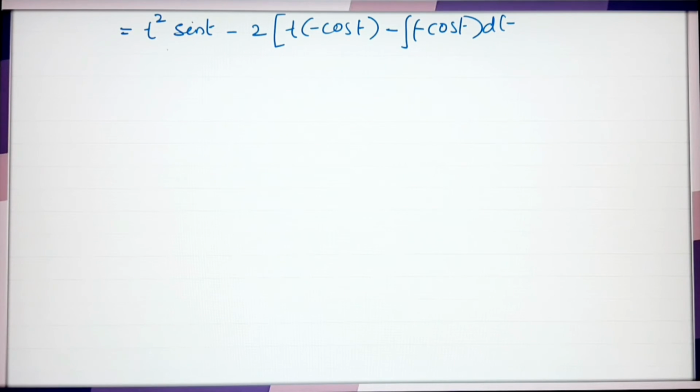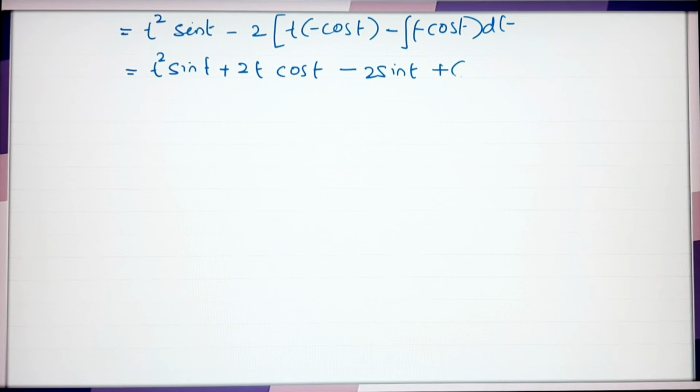That is equal to t square sin t minus 2 into t into minus cos t, which is plus 2t cos t. Now minus 2 into minus of integral of minus cos t is minus 2 sin t plus c.